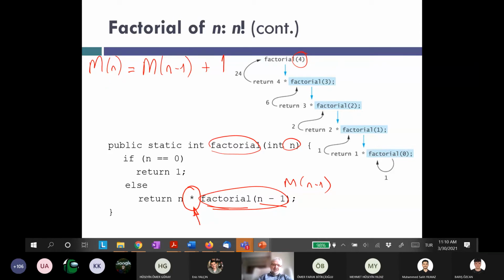Having this recurrence relation will not be enough. If n is equal to 0, m0 is what? How many multiplications are performed if n is equal to 0? There are no multiplications here, right? So it will be 0. So we have to solve this recurrence relation.